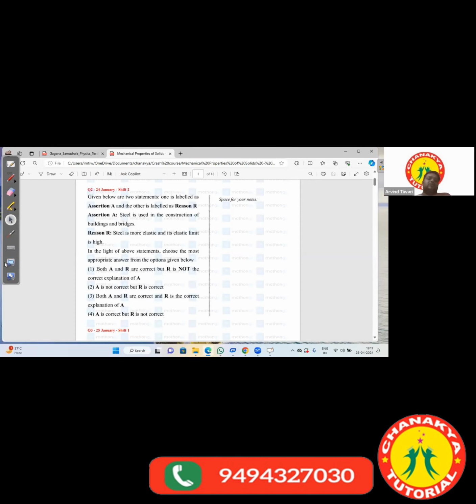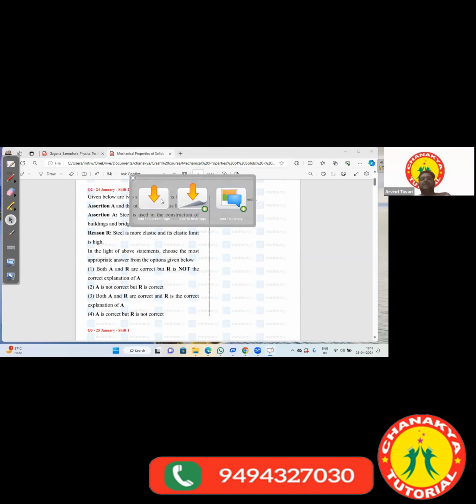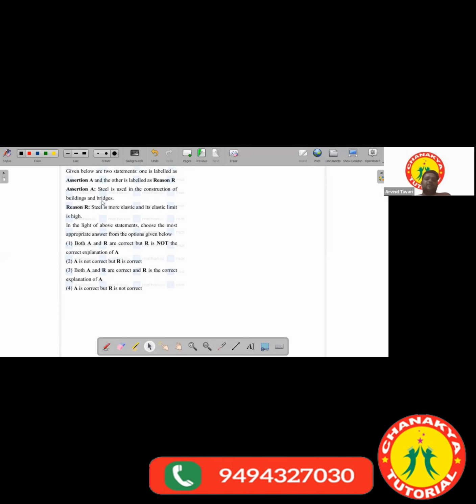So what can you say about the assertion? Is the assertion correct or incorrect? It's correct. As steel can withstand a higher load, steel will have a higher elastic limit and it's more elastic. So steel is more elastic, that's true. Steel is used in construction, that's correct. And steel is more elastic and its elastic limit is high. This is also true.